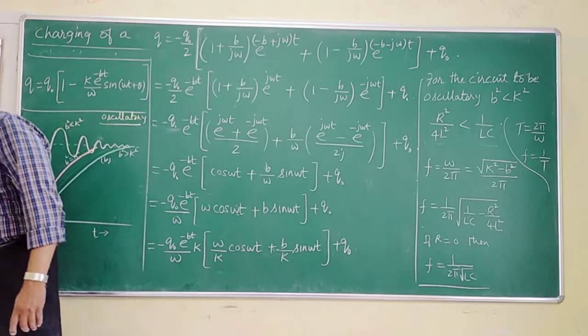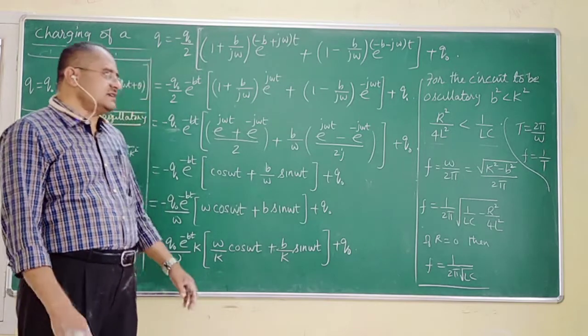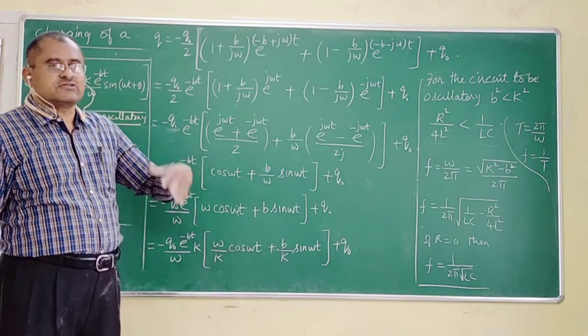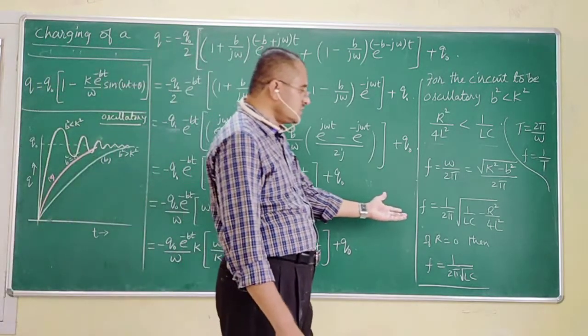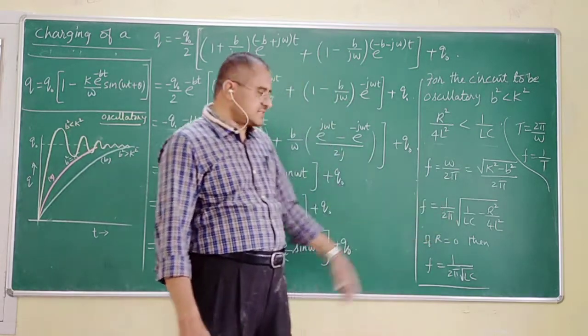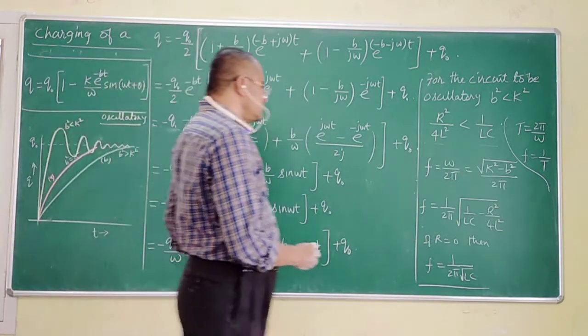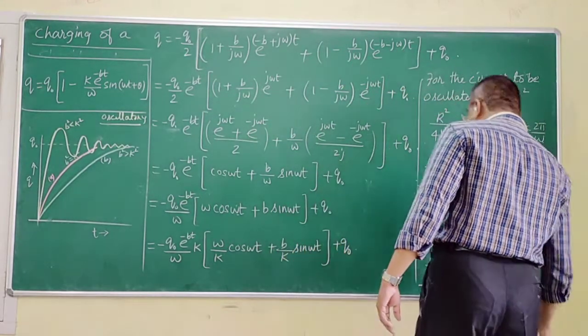This is the condition for checking whether the circuit is oscillatory. This is how you will check whether the circuit is oscillatory or not. If oscillatory, you will find out what is the frequency using this expression. Sir, these are the expressions. Must remember expressions.